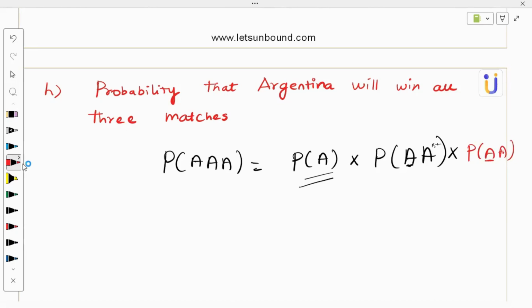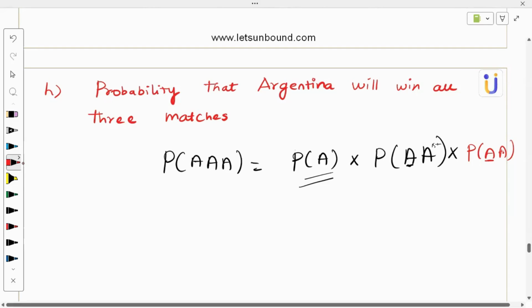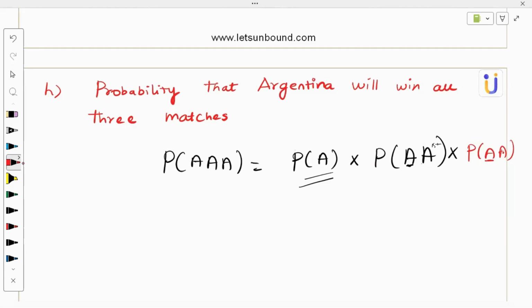So this is an important Markov property. The future state depends only on the current state, not on the initial state. That's why we are not considering it. So P of A, then second, Argentina wins given that they win the first match. In the third match, Argentina wins given that Argentina won the second. This is the way we need to do it.